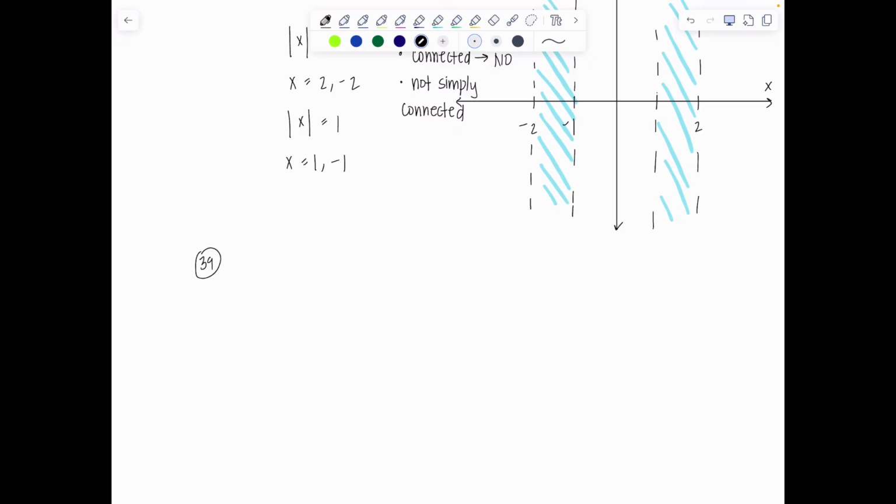You like this one? The set of (x, y) such that 1 is less than or equal to x squared plus y squared, which is less than or equal to 4, and y is greater than or equal to 0. So what does this look like? The inequality x squared plus y squared between 1 and 4 inclusive is going to give us what?